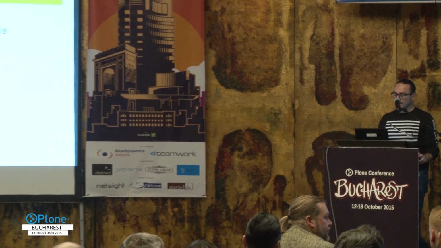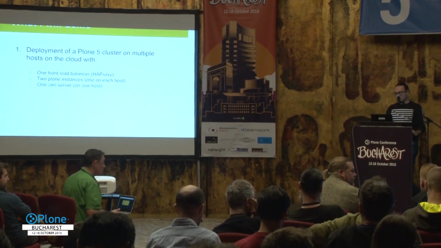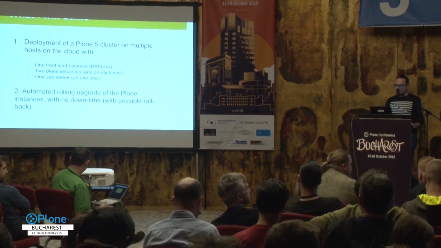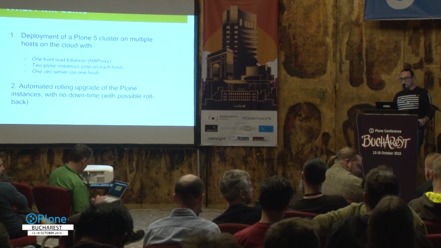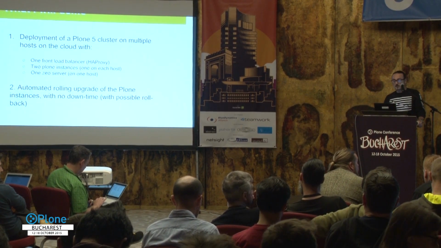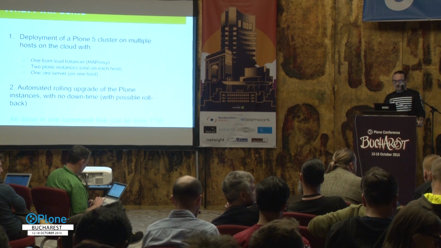It's our goal. So what I will demo is a deployment of Plone 5 on multiple hosts. That's important because it's not that easy. And with basically, just in this example, one front-end load balancer at proxy, 2 Plone instances, 1 on each host, 1 zero server on one host. And then I will also show you automatic rolling upgrade of Plone. We end with a possible rollback also. All of this with one command line.